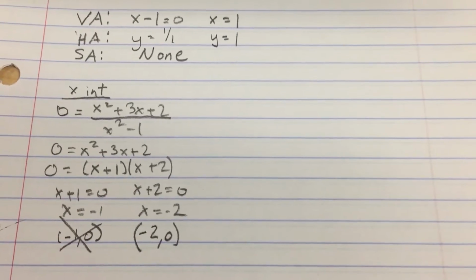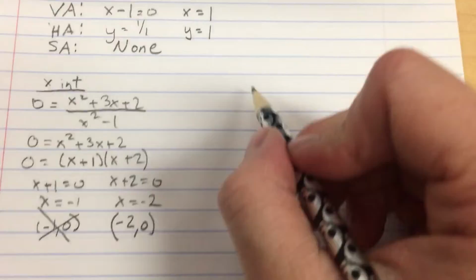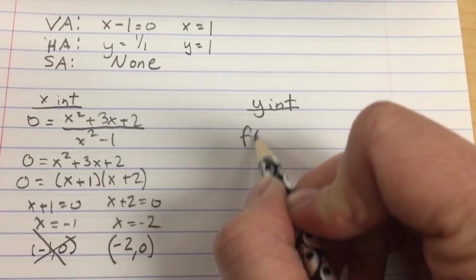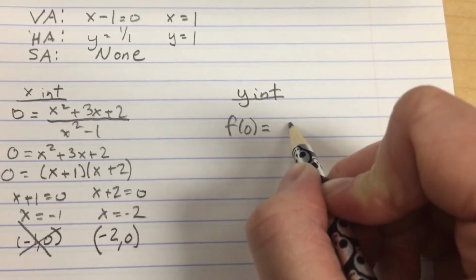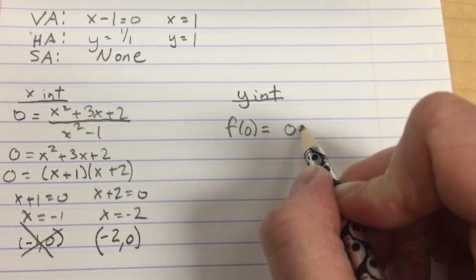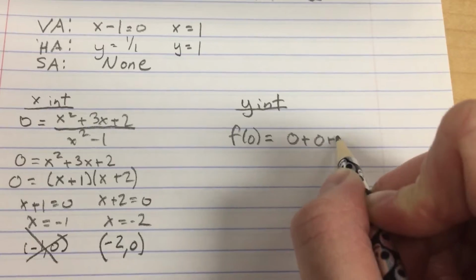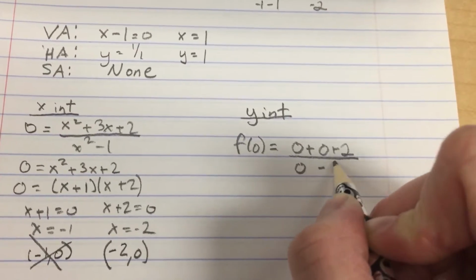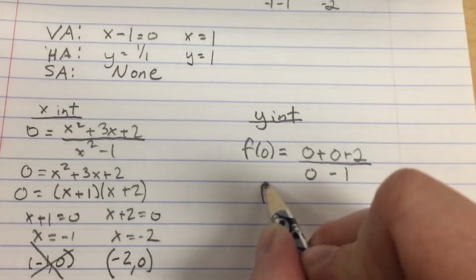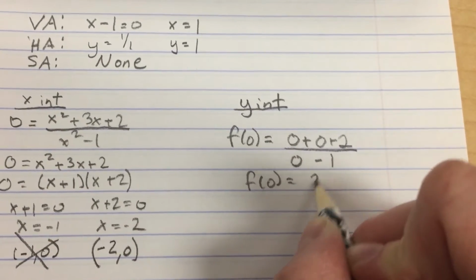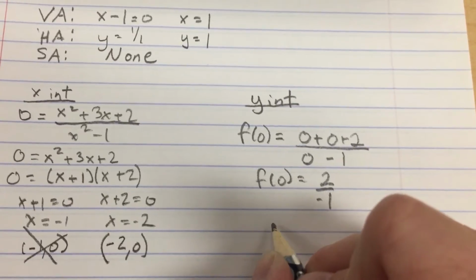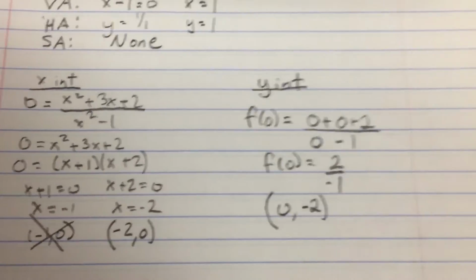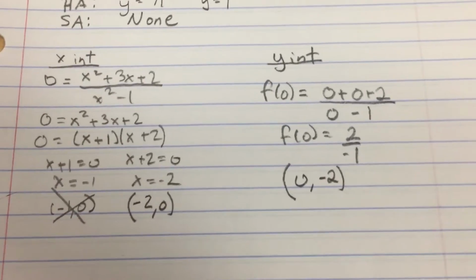Okay. So now we move on to the y-intercepts. So again, I'm going to say f of 0 is equal to 0 squared, which is 0, plus 3 times 0, which is 0, plus 2, all over 0 minus 1. So this will become f of 0 is equal to 2 divided by negative 1. So (0, negative 2) is our y-intercept.